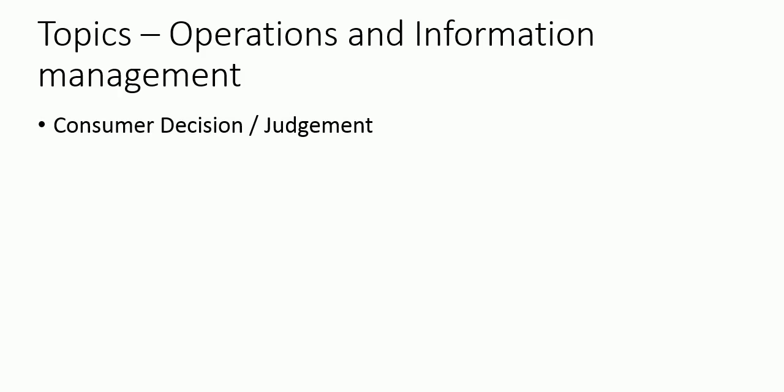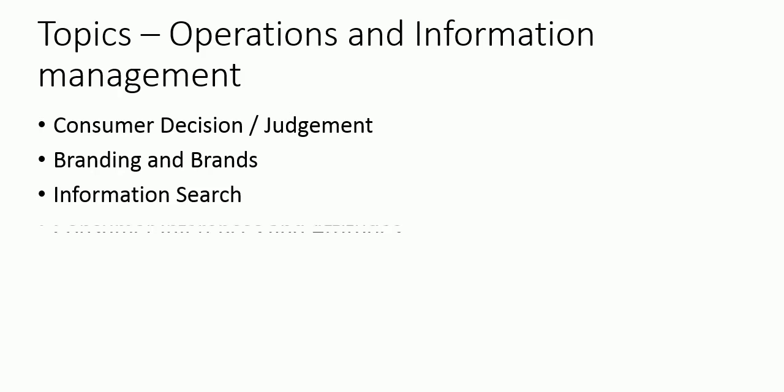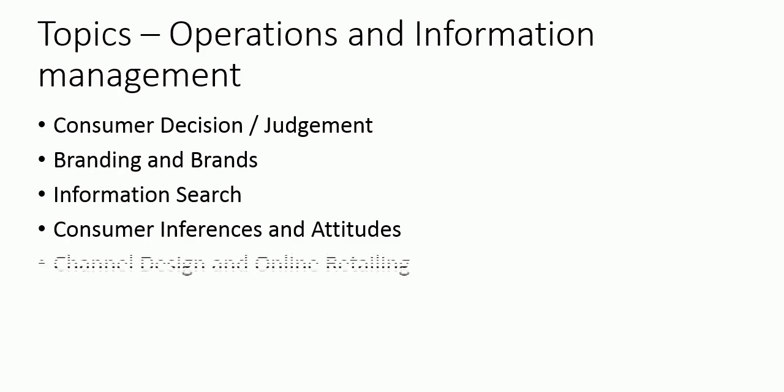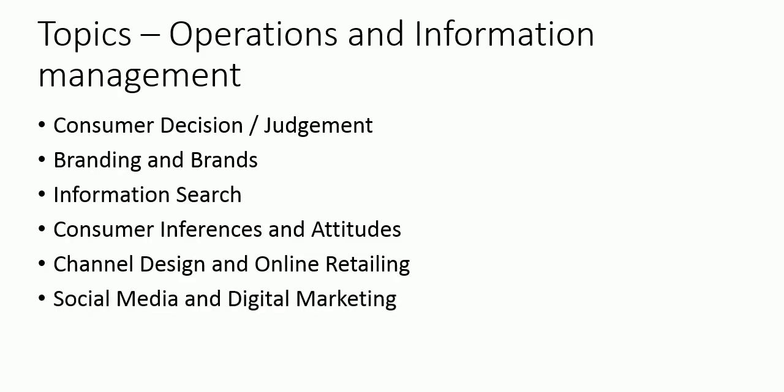Okay. Now, lastly, this may not be particularly aligned to your programs, but operations information management can focus on consumer decision and judgment, branding and brands. Of course, this aligns more appropriately to marketing, but management folks like you can align this to management decisions, so it can also be considered. Information search, consumer inferences and attitudes. Usually, this involves a lot of data mining, especially if you tap around social media like Twitter feeds and Facebook and Instagram posts. Okay, channel design and online retailing, and of course, as I said, social media and digital marketing.